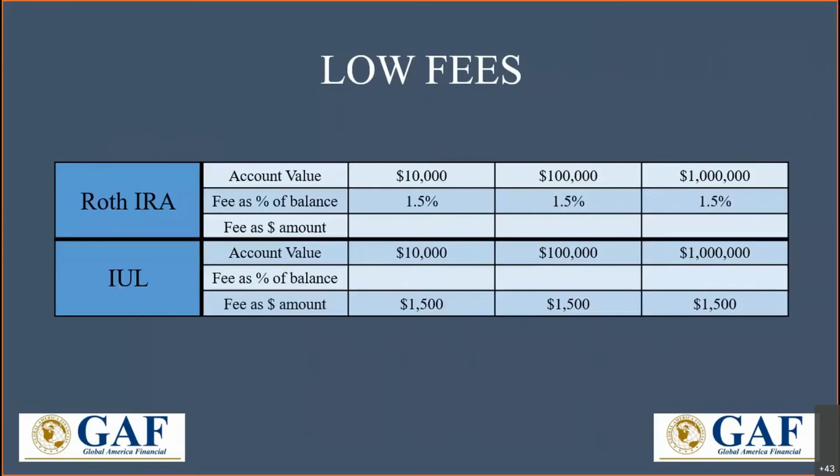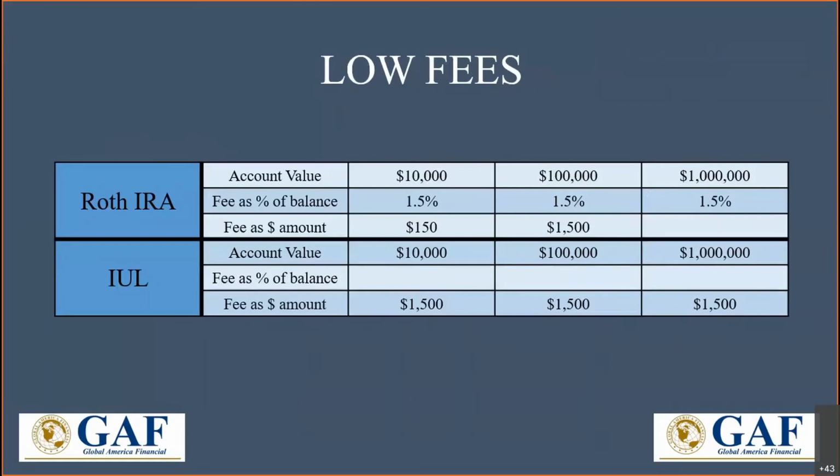What happens as that value grows over time? Let's look at that. So for example, we have the Roth IRA. Right now we said $10,000 account value, 1.5%. Your fee is $150. Let's just say that value over time grows to $100,000. They still charge 1.5. It's low. 1.5% is not bad. 1.5% of $100,000 now is $1,500. Now you're kind of matching what you're paying on the IUL.